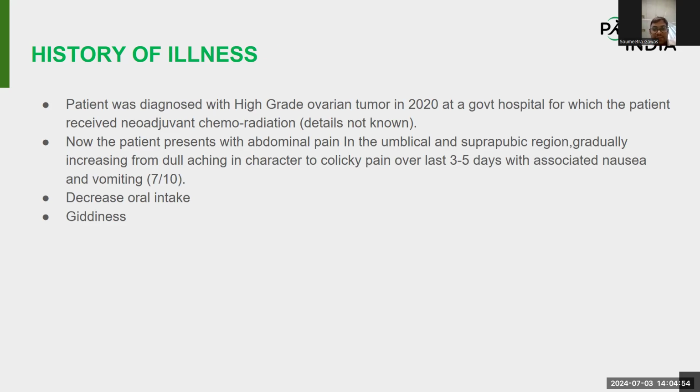Now the patient presents with abdominal pain in the umbilical and suprapubic region, gradually increasing from a dull aching character to colicky pain over the last 3 to 5 days with associated nausea and vomiting. The pain was 7/10. There is decreased oral intake over the last 3 to 5 days, along with giddiness.